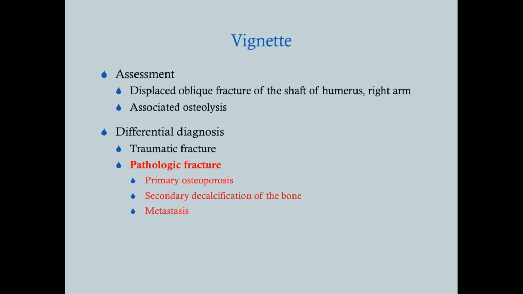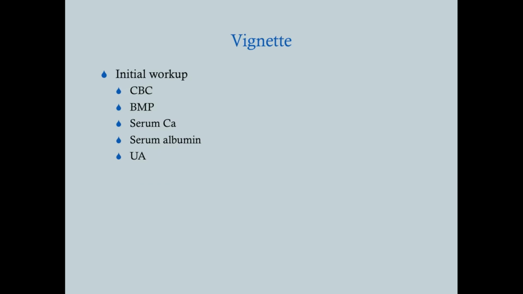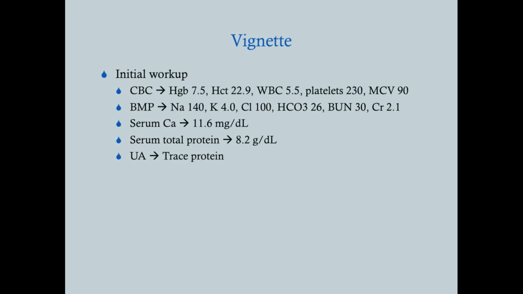Okay, so we're going to need to get some more tests. So our initial workup is going to be a CBC, a BMP chemistry. We want to get a serum calcium level, we want to get a serum albumin level, and then we want to get a urinalysis. And what do we see? We see a hemoglobin of 7.5. High, low, or normal? That is low.